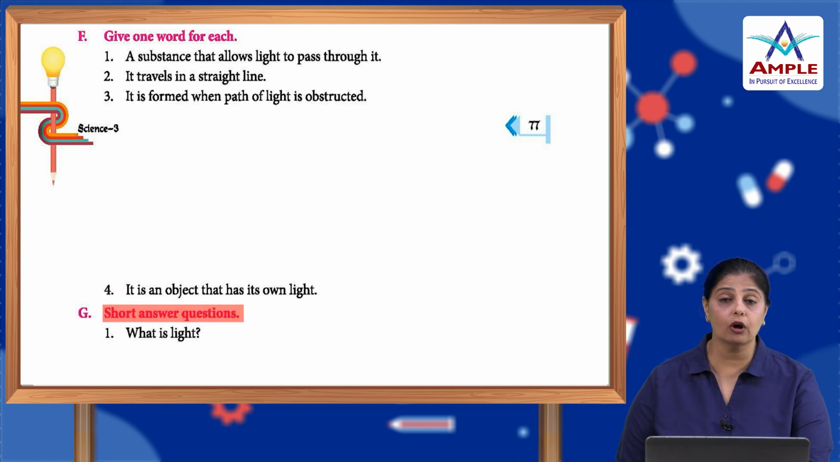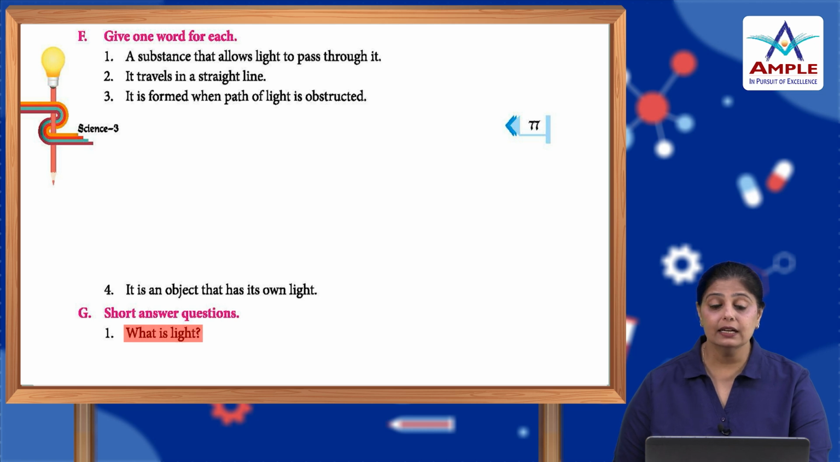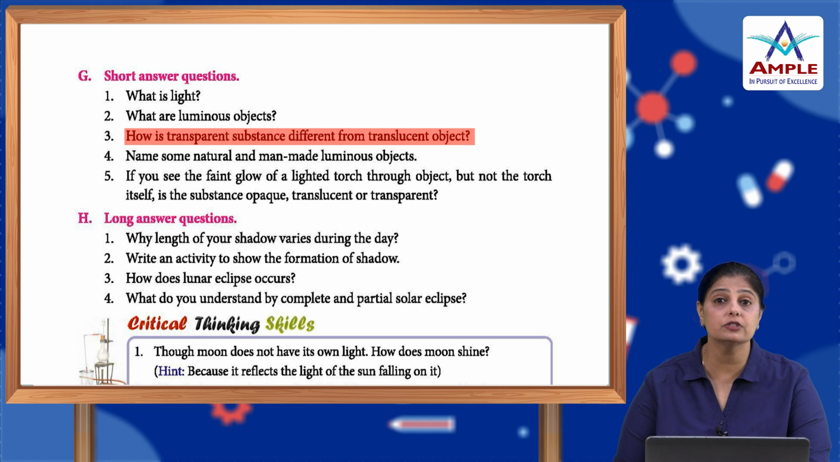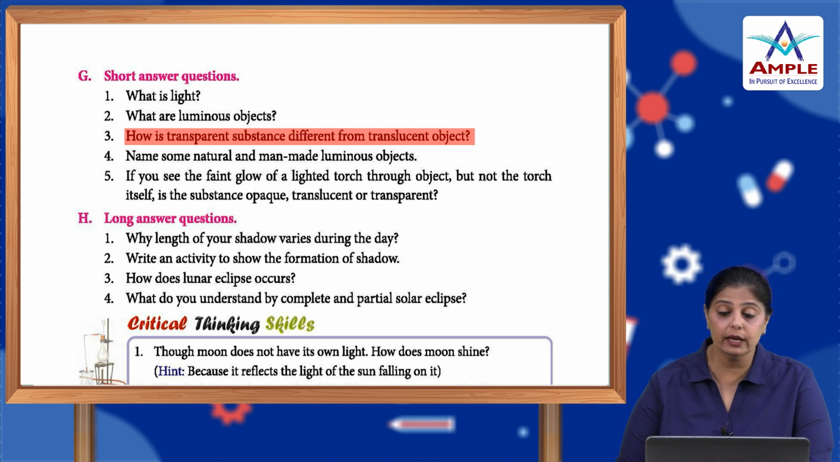Okay. Now, let's move on to the short answer questions. What is light? Light is a natural phenomenon through which we can see other objects. Okay. So, that is light. It is a form of energy. Okay. Now, the next one. What are luminous objects? Objects that give us light are called luminous objects. And how is a transparent substance different from translucent objects? Transparent substances are the substances through which we can see through. Okay, and translucent is where we can partially see through it.